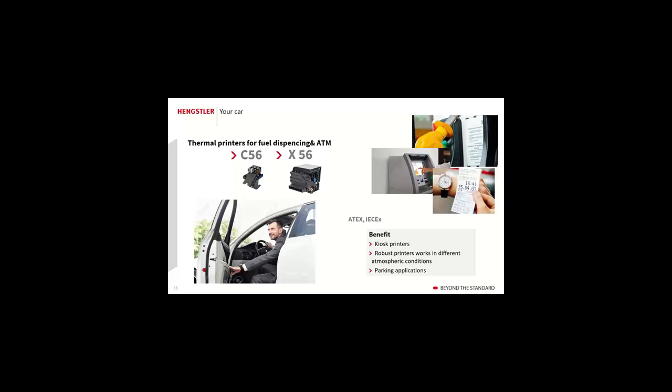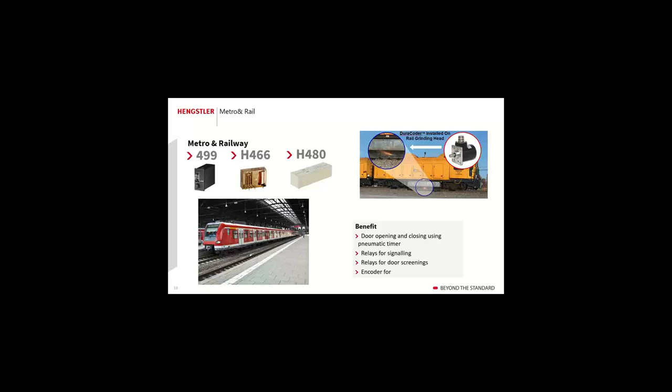You take your car to a petrol pump. You're most likely to see our thermal printers used in Gilbarco Veeder-Root, which is one of the largest manufacturers of petrol pump dispensing units, fuel pump dispensing units across the globe. It's very strong in India, it's very strong in US and Europe, and our thermal printers are used inside these kiosks. Or if you go to an ATM, you can find the C56 printers or X56 printers which are used to give you thermal printouts, right?